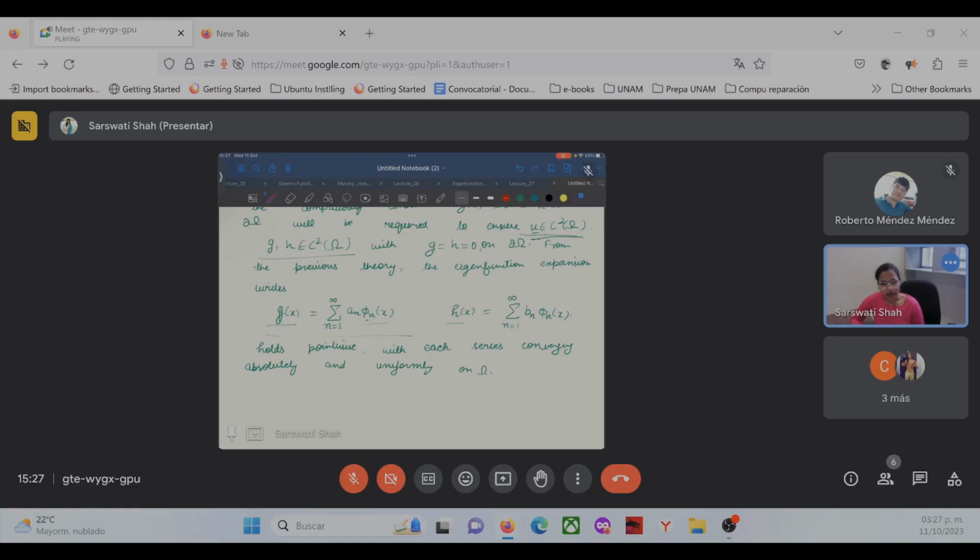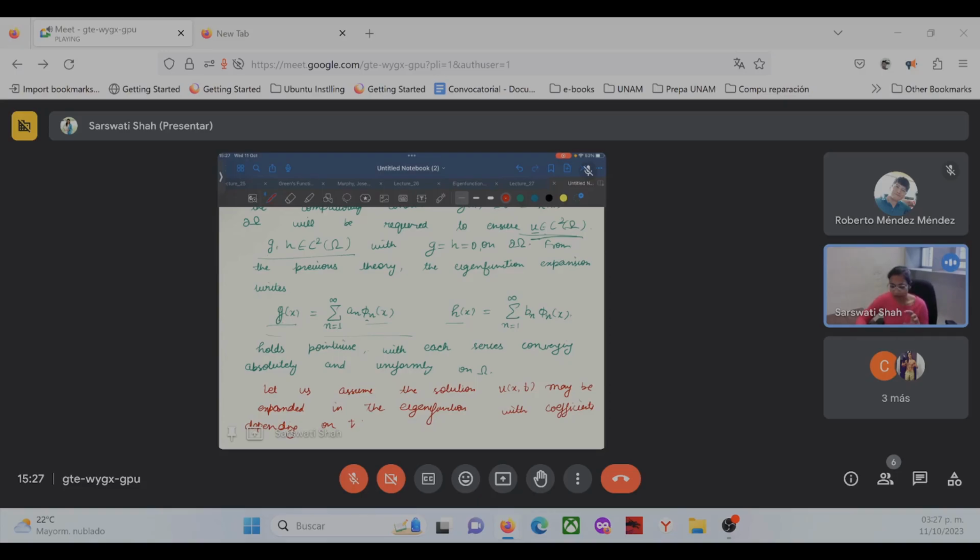Now, let us assume, this is not in your notes because I didn't want to solve this problem, but since you were not able to solve it, that's why I'm explaining. Let us assume the solution u(x,t) may be expanded in the eigenfunctions with coefficients depending on t. So what is the motivation behind this line?